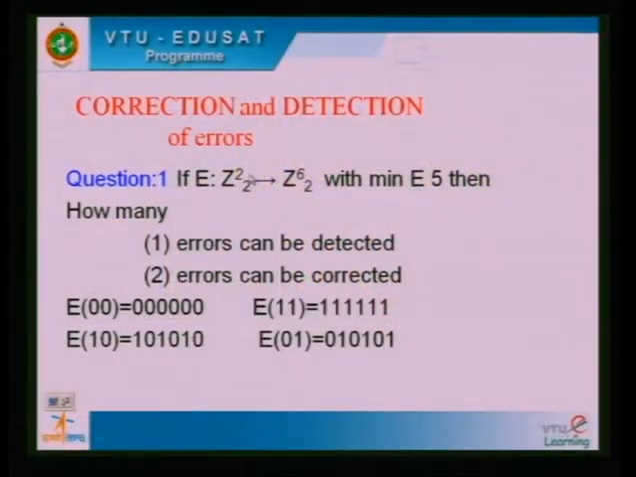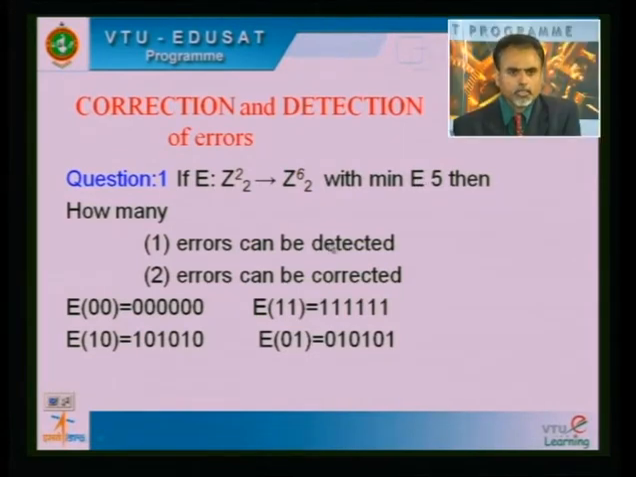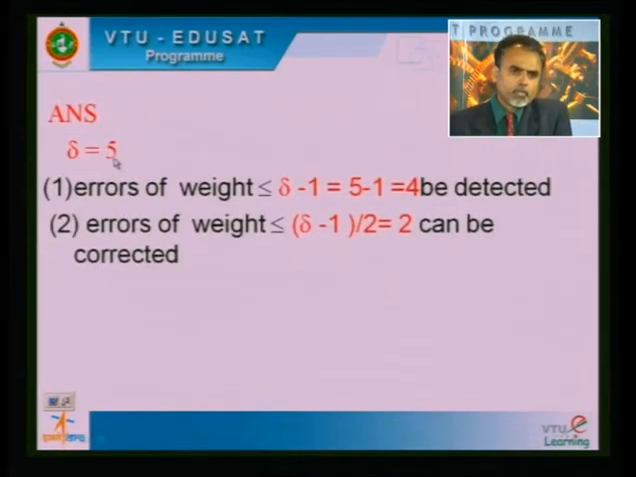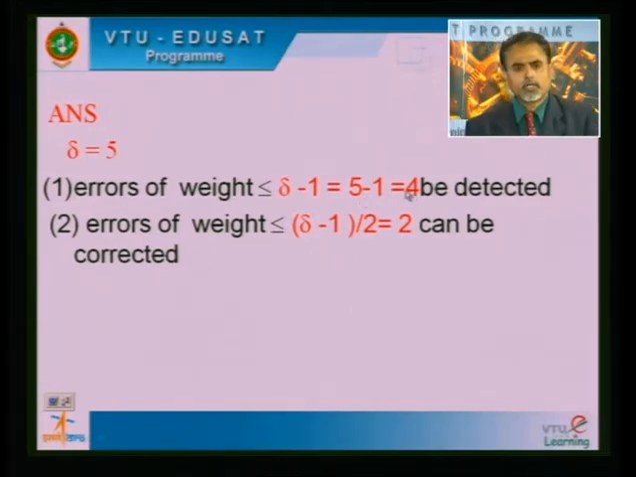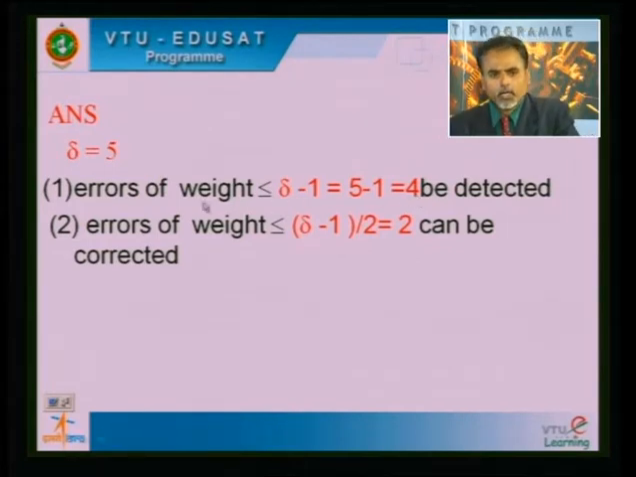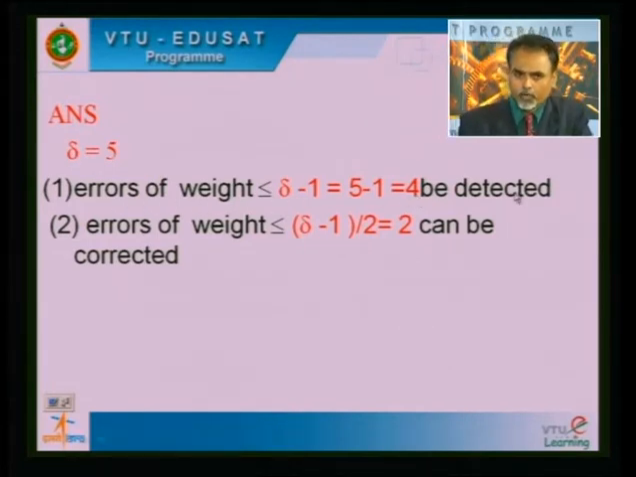For example, for this correction and detection of errors, you can see 2 dimension to 6 dimension again, the minimum distance is already given. What errors can be detected, what type of errors can be corrected. So, that minimum distance 5 is given already, so delta minus 1 equals 5 minus 1, that is 4 errors. This is the important thing today, you should find the different errors, and if the weight is less than or equal to 4, such received words can be detected as having an error in them.